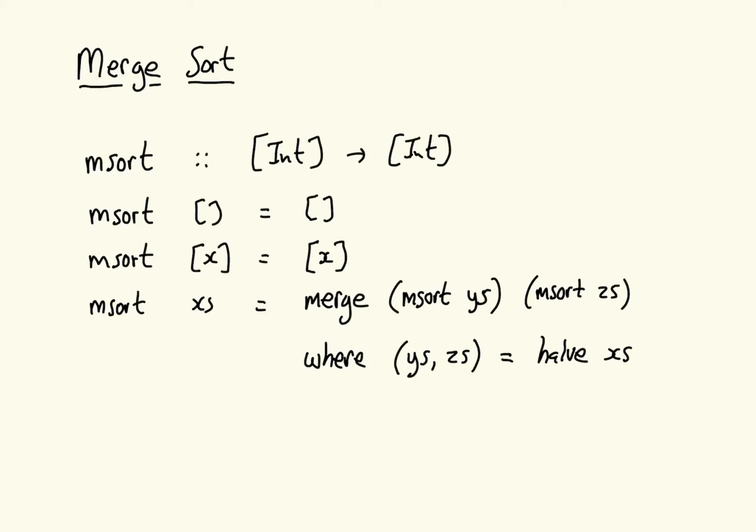And again, this is very easy. This is basically just typing in the English definition of what merge sort is, and you get a very, very simple 3-line definition. So again, you might like to compare this to implementations of merge sort, which you have seen in other languages.